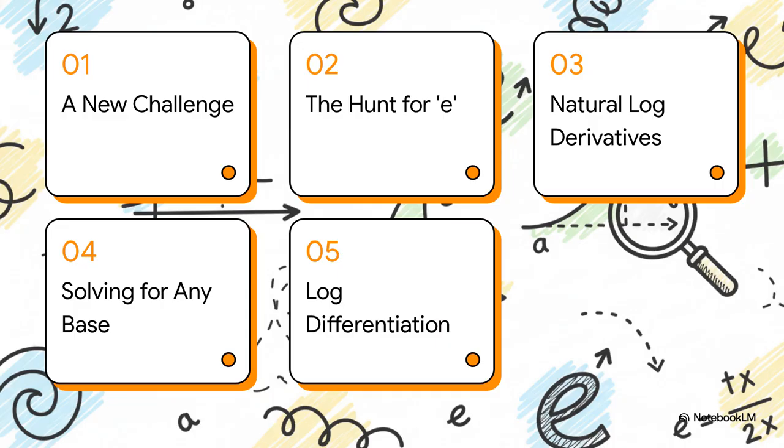So, here's the plan. First, we're going to see why our usual rules just don't work here. Then, we'll go on that hunt for the special number e. After that, we'll use e to crack the code for natural log derivatives. From there, we'll solve for any base, and we'll finish up with a really cool trick called logarithmic differentiation. Sound good? Let's get into it.